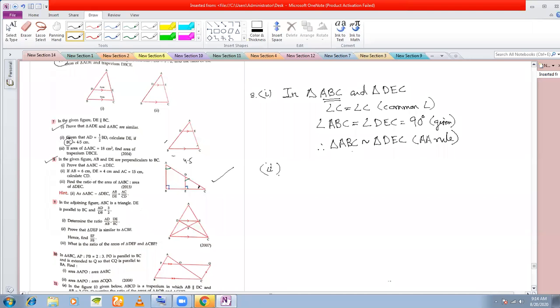Second part. We write the proportional sides first. Given AB is 6, let us write this down in the figure itself, and then see what is given. AB is given to be 6. DE is given to be 4. AC is given to be 15. So this length AC is given to be 15, and nothing else. You need to calculate CD. So let's write the proportional sides.